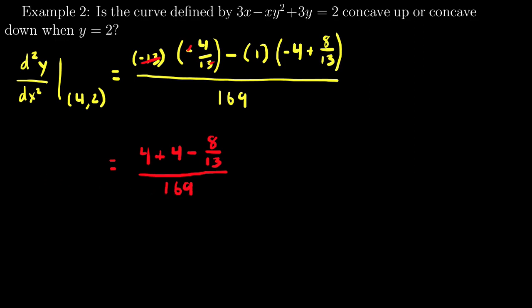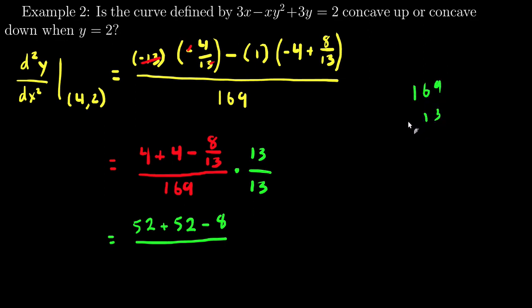And I have a few options here. The one I usually like to do is I see a fraction is divided by 13, so I can multiply the top and bottom, the numerator and denominator, by 13. And when I do, 4 times 13 will give me 52. Negative 8 over 13 times 13 gives me minus 8. And, well, I guess I'm going to be stuck doing this, so let's do 169 times 13.